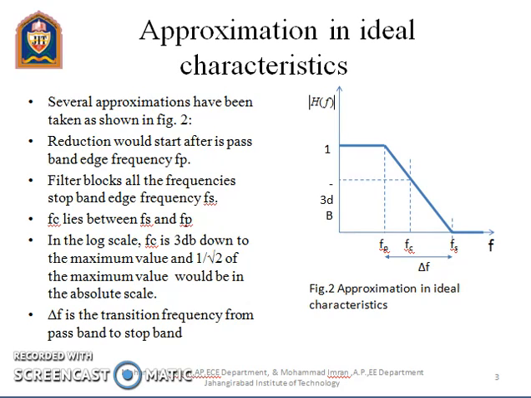You can see that in the diagram, the delta F. The delta F is Fp minus Fs. However, in the log scale, Fc is 3 dB down from the maximum value, and 1 upon root 2 of the maximum value would be in the absolute scale. The delta F is the transition frequency from the pass band to the stop band. Figure 2 is showing the approximation of the ideal characteristic.